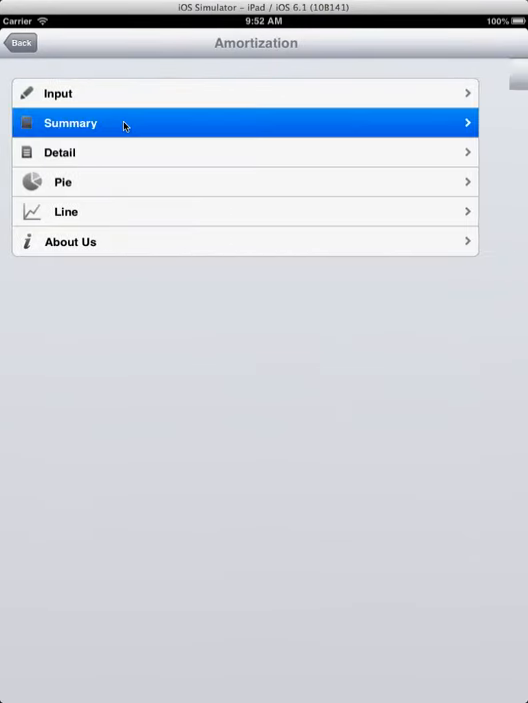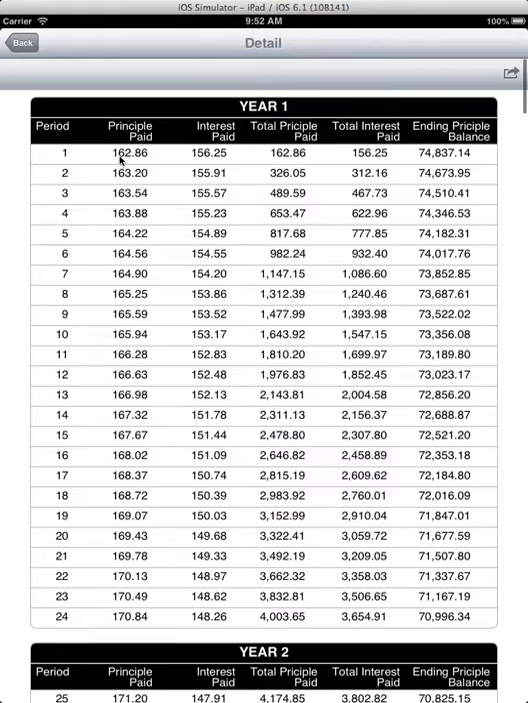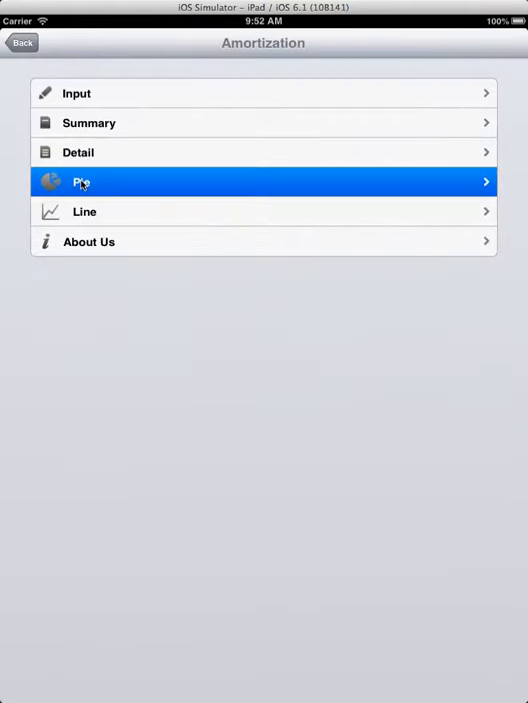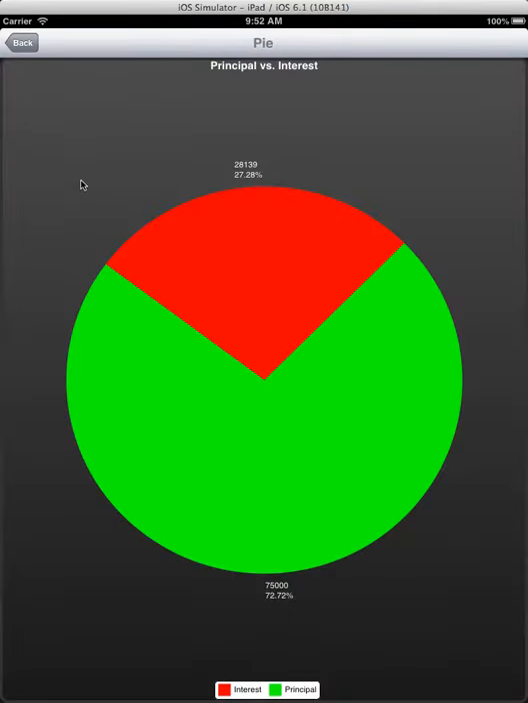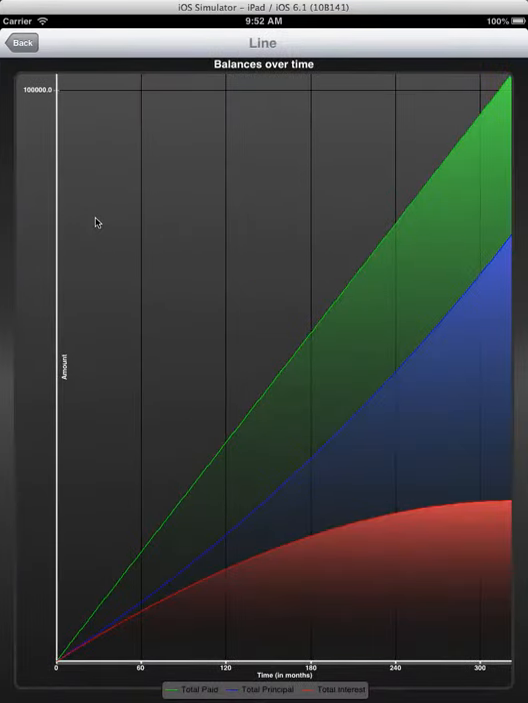After we enter the data, here is the summary, and you can actually print and email the result. And here is the detail year over year, and then here is a pie chart of the interest and the loan, and here is a line graph, the three series line graph: total paid, total principal paid, and total interest paid.